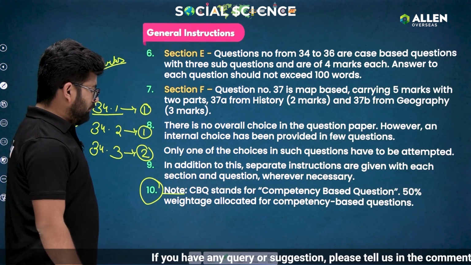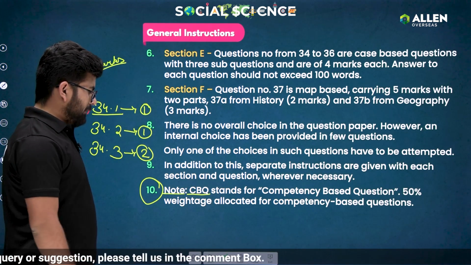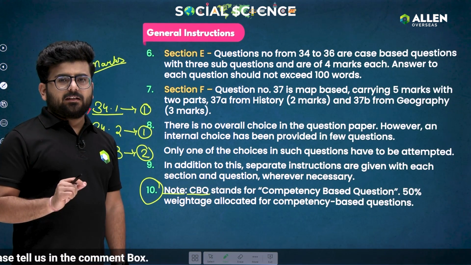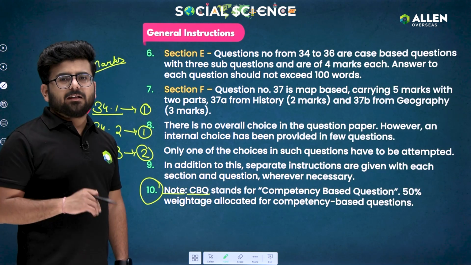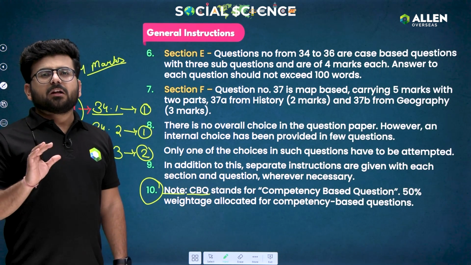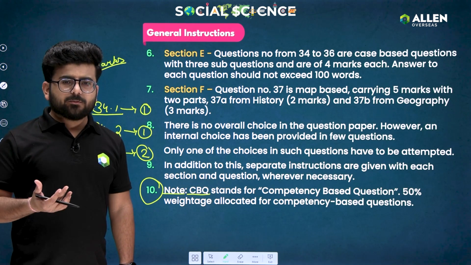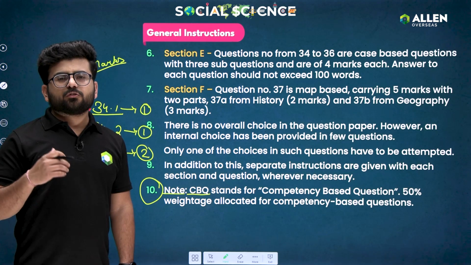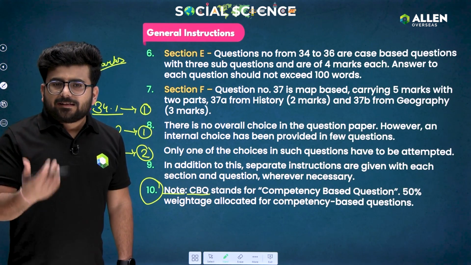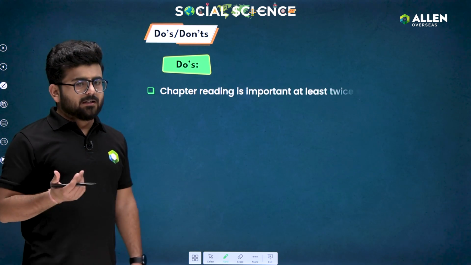Students, here we have a note that CBQ stands for competency based questions, and 50% of the weightage of the total paper will be given to competency based questions. It means they'll ask for your competent approach. So you will have to learn how to attempt such questions, right students? So this is what we have, the actual pattern of the paper.